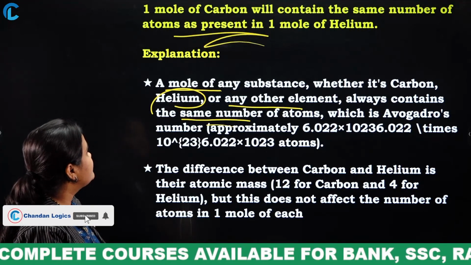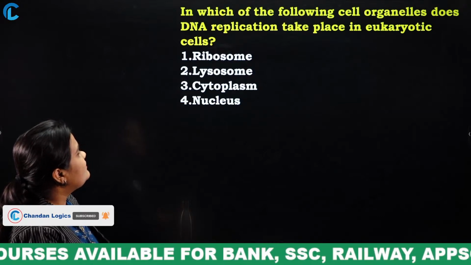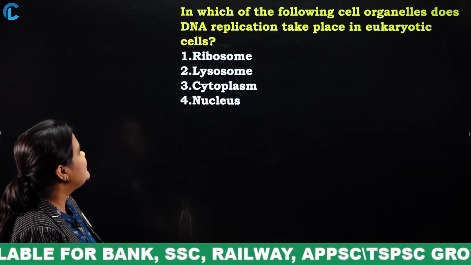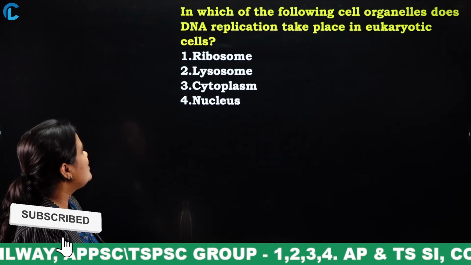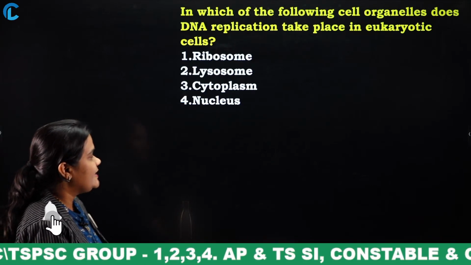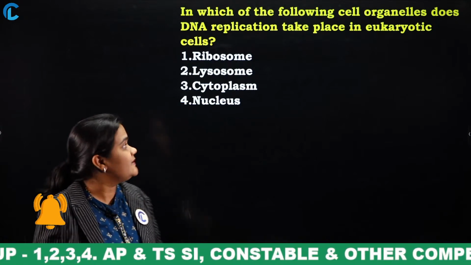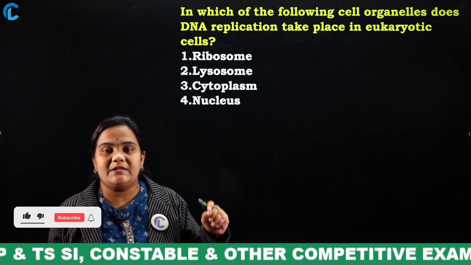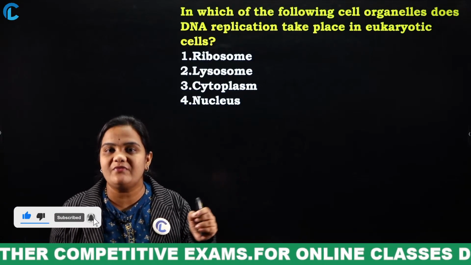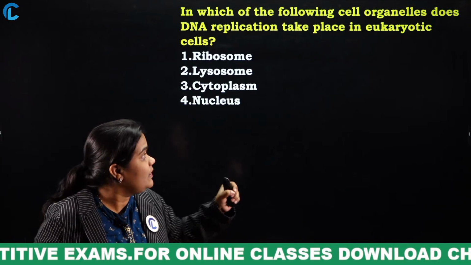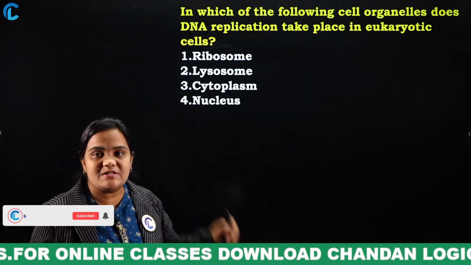Let's move to the next question. In which of the following cell organelles does DNA replication take place in eukaryotic cells? Ribosome, lysosome, cytoplasm, nucleus. They are asking about DNA replication. What does DNA replication mean? Copy of DNA. In which place will the copy of DNA be made in a eukaryotic cell?